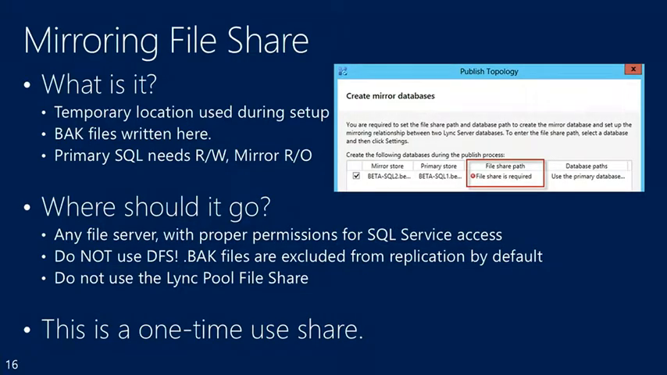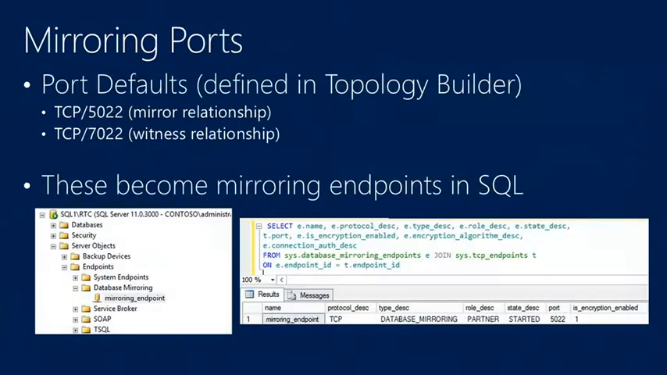We don't recommend DFS for that, because the files that we put on that share during creation of the mirror have a .bak extension, and those are excluded from replication. So use a standard file share, and you'll avoid any DFS issues associated with that. Once the mirror has been created, we don't need that file share anymore. You could decommission it; it's not required going forward.